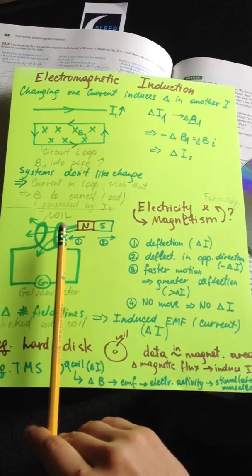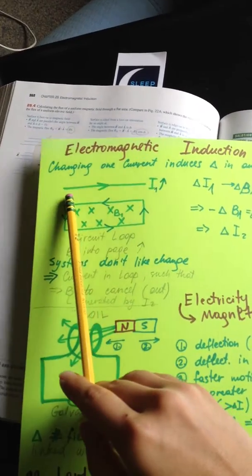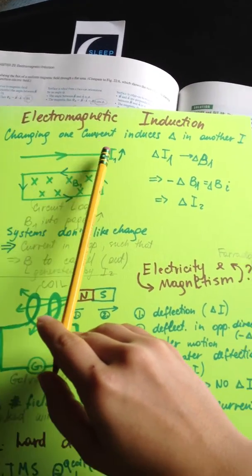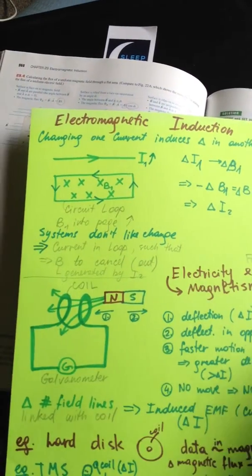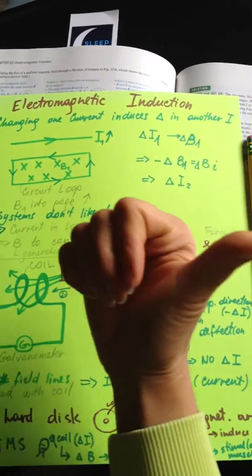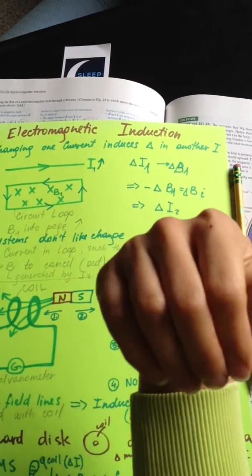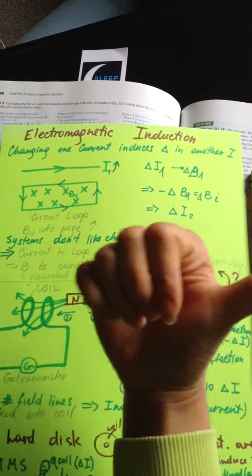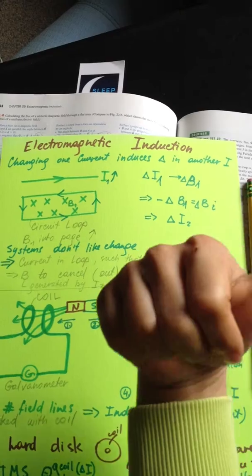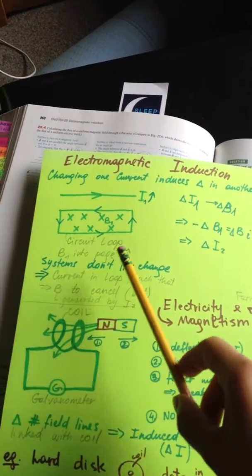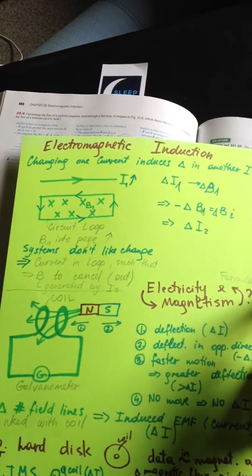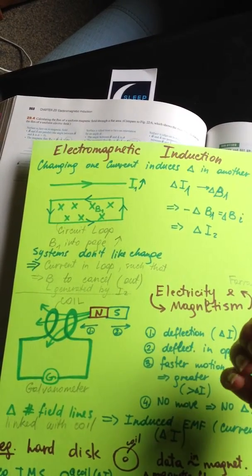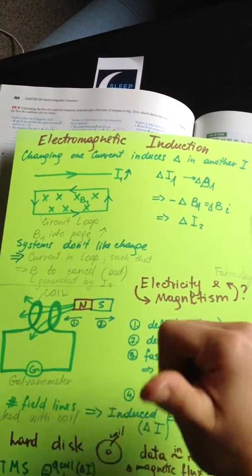Now, if the current changes, if we look up here, changing one current can induce a change in another current. So if we have a current moving to the left, then we're going to have a magnetic field pointing into the page here. And as we increase that current, there's going to be an increase in the magnetic field into the page. But as systems don't like change, the magnetic field into the page is going to be cancelled out by the one out of the page.